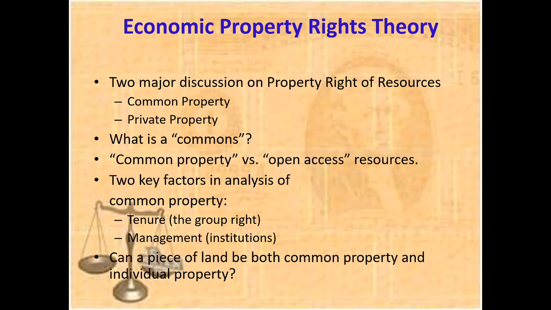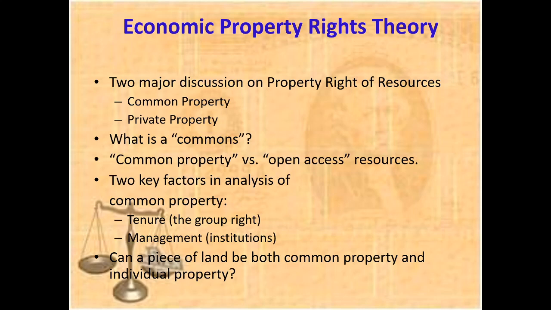Now, in that backdrop, common property versus open access is very important to define. In Samuelson's understanding of open access or a pure public good, things are defined completely differently vis-a-vis what we are going to discuss. Two key factors in that analysis are very important. Common property has to do with tenure, that is, the group right. The second one is the management, the institution, how it has been managed.